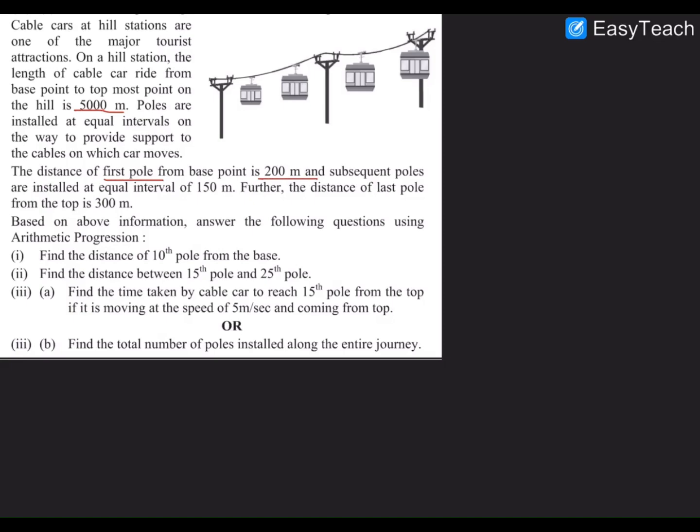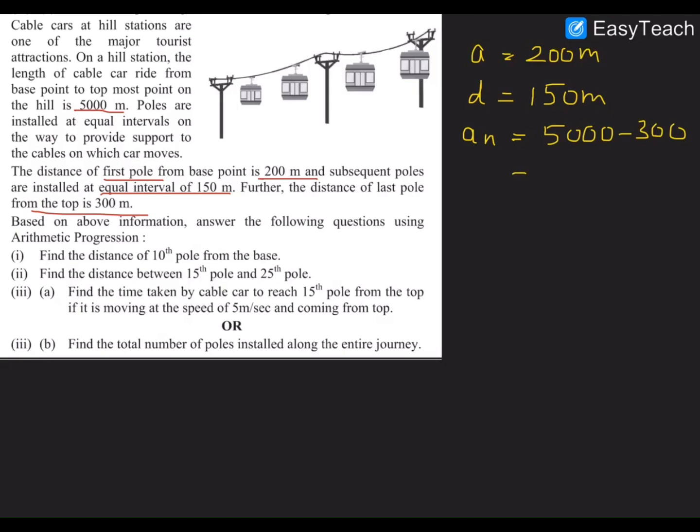The distance of the first pole is 200 meters. That means A is given to you as 200 meters, and the subsequent poles are installed at an equal interval of 150 meters. That means D is 150 meters. Further, the distance of the last pole from the top is 300 meters. That means your AN is equal to 5000 minus 300, which is 4700 meters.